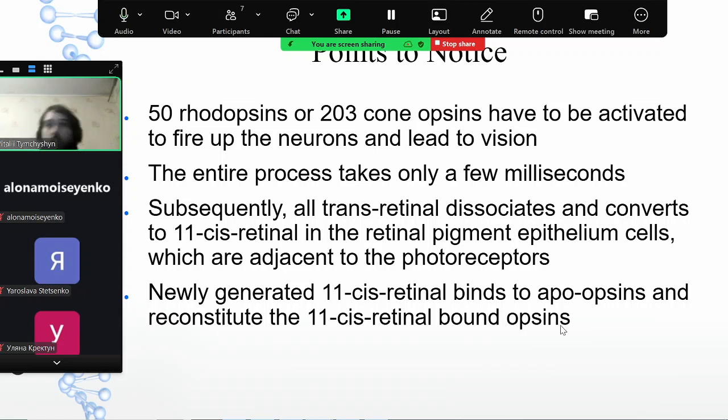The entire process takes only a few milliseconds, so it's processed pretty quickly despite all the chemistry behind the scenes. So all-trans retinal dissociates and converts to 11-cis retinal in the retinal pigment epithelium cells, which are adjacent to the photoreceptors. That's the part that removes some of the metabolic burden from those detector cells, because they have a lot of work to do anyway.